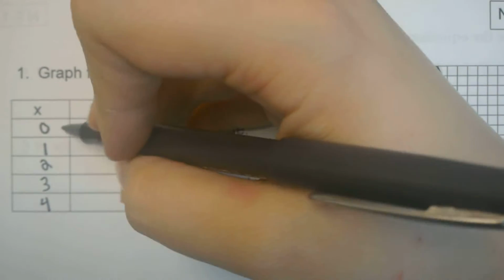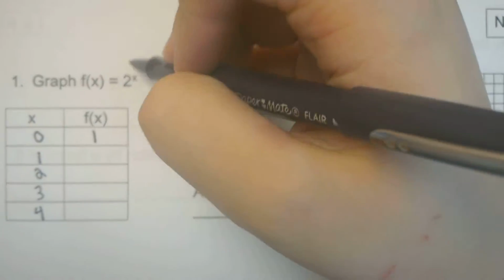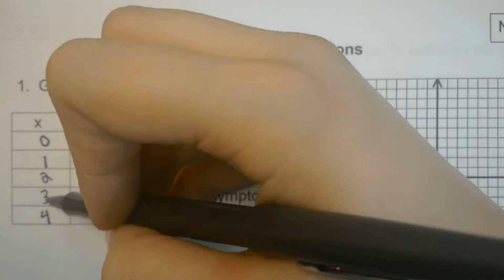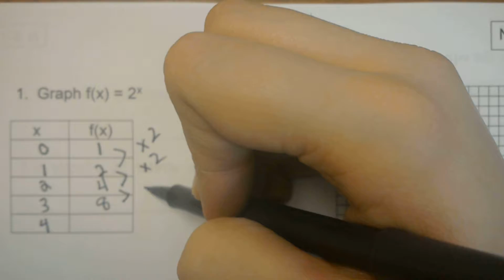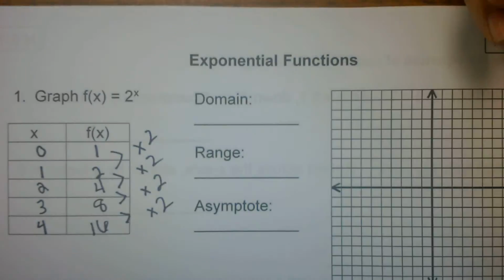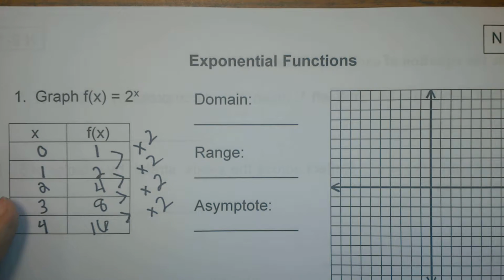So for 2 to the x, when x is 0, 1, 2, 3, 4: 2 to the 0 is 1, 2 to the 1 is 2, 2 squared is 4, 2 cubed is 8, and so each time you're multiplying by 2. So 0 is 1, 1 is 2, 2 is 4, 3 is 8.